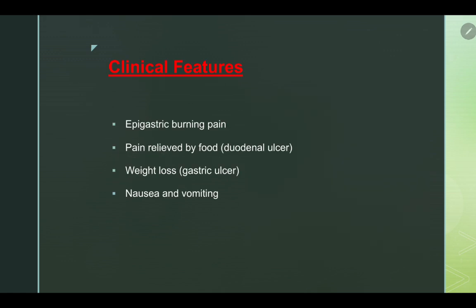Clinical features: in peptic ulcers we can see epigastric burning pain relieved by food in case of duodenal ulcers, whereas pain persists on the intake of food in gastric ulcers. Weight loss is seen in gastric ulcer, and nausea and vomiting can be seen.